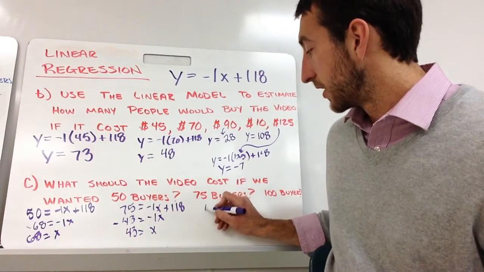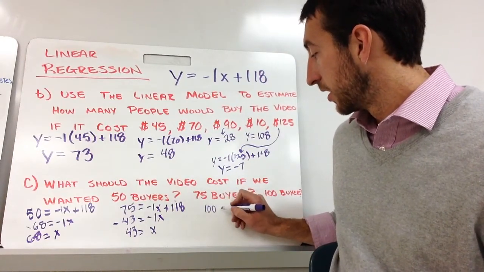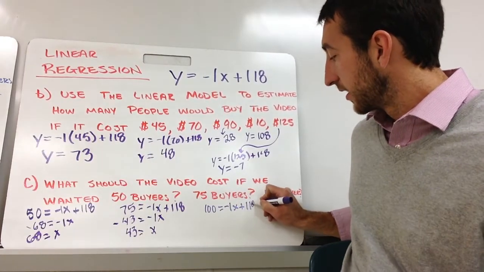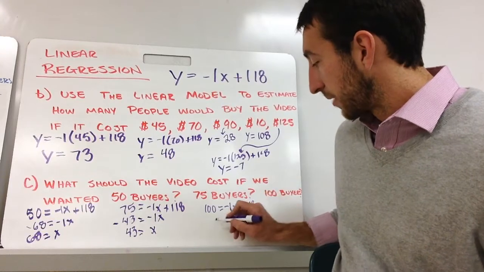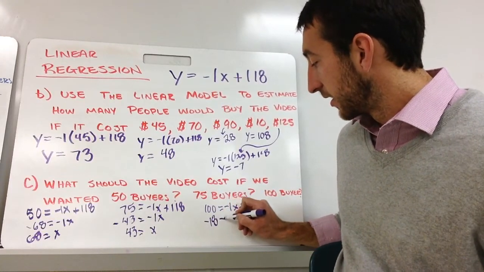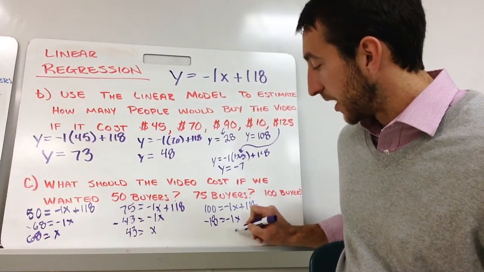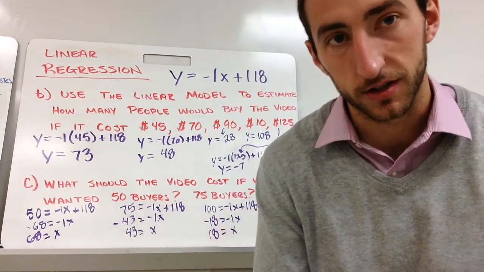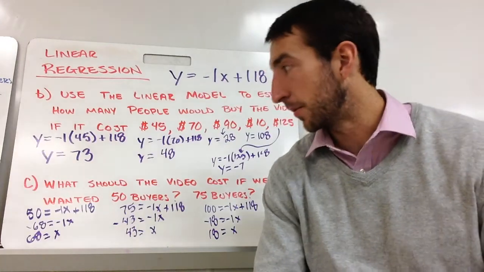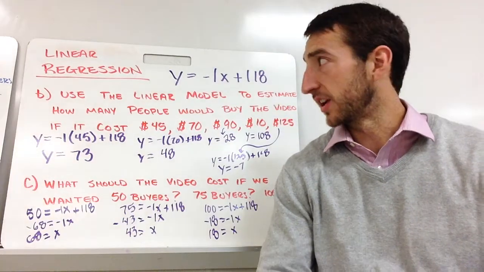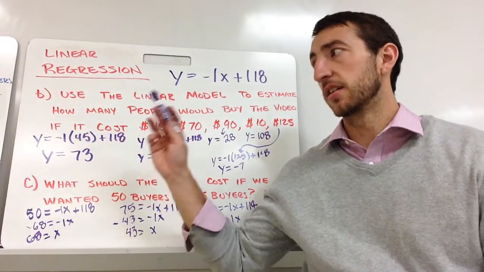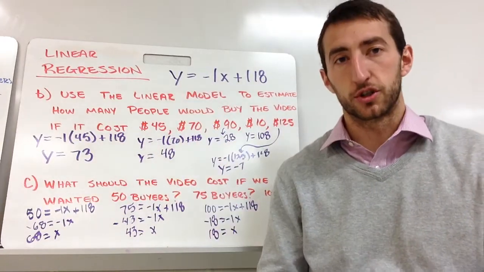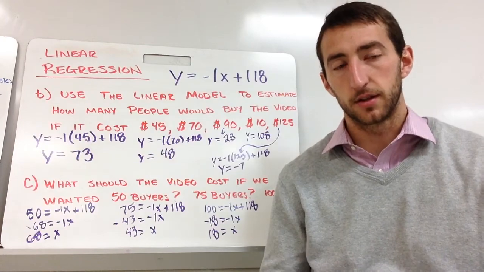If I want 100 buyers, set it equal to 100 equals negative 1x plus 118, and then subtract my 118, so that gives me negative 18 equals negative 1x, divide by negative 1, and that gives me 18. So if I want 100 buyers, I'm going to sell it for $18. And that's kind of the relationship between the data and our equation. And that's linear regression.